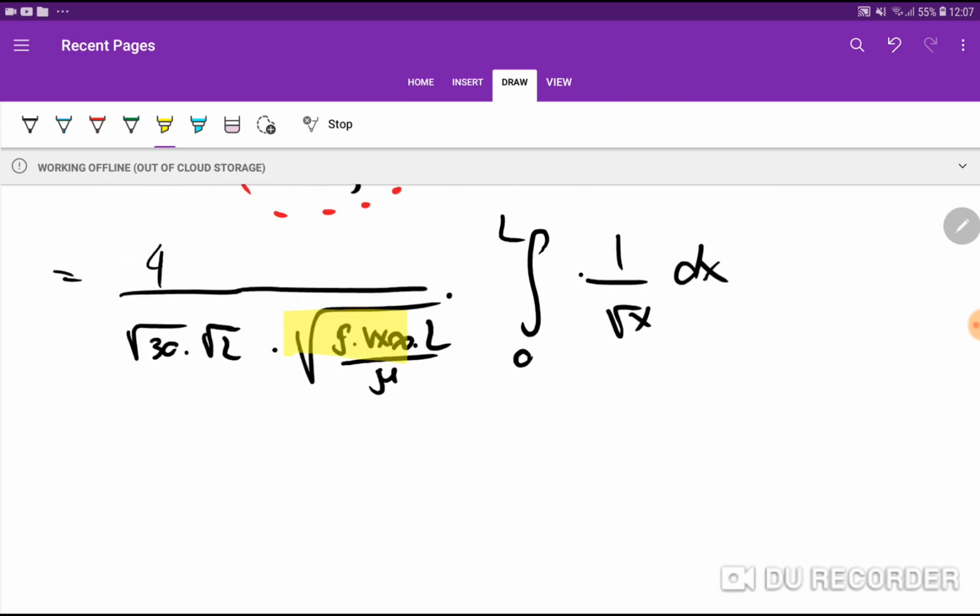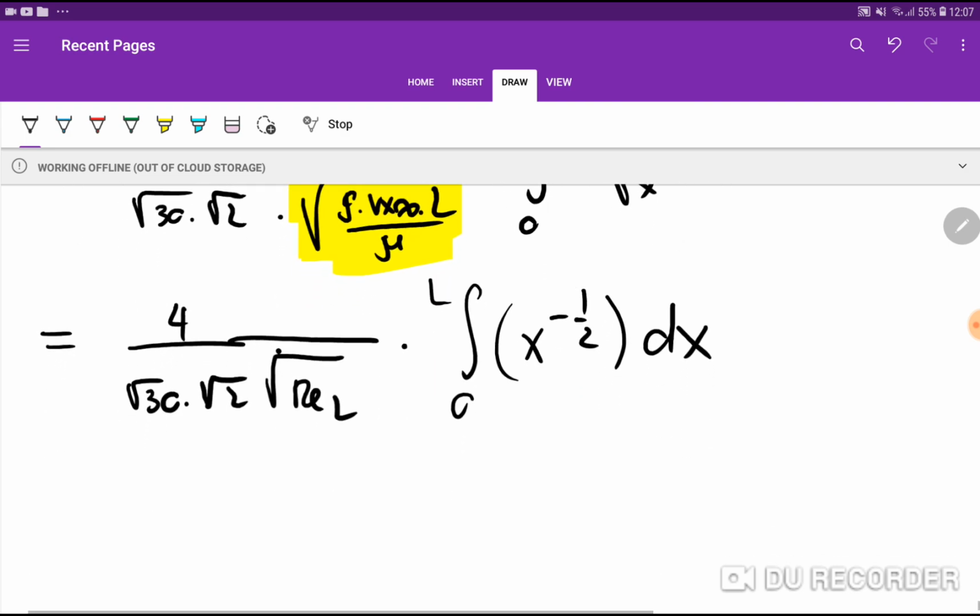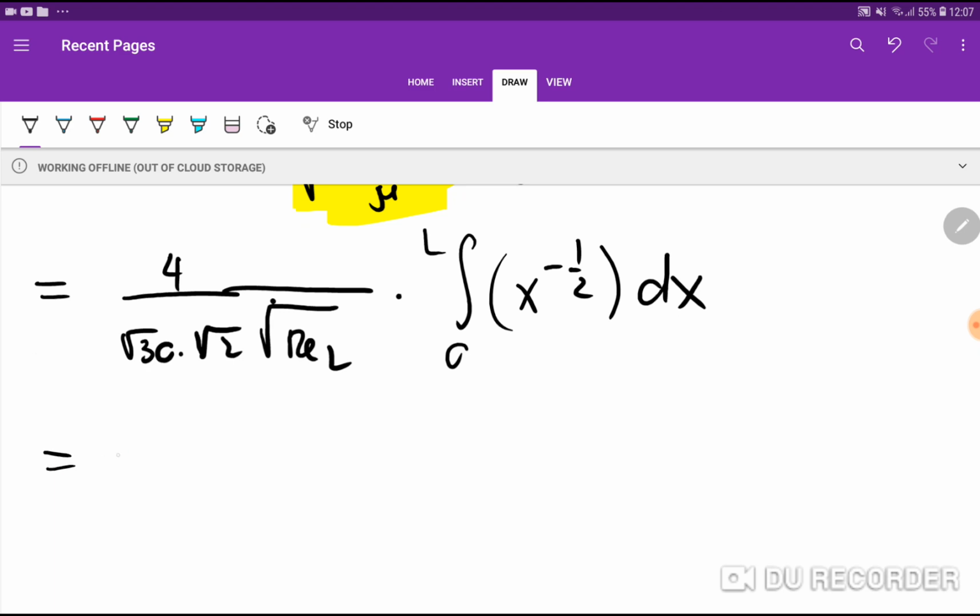This term right here, what is this? Y'all see it familiar? It is actually the Reynolds number, but with respect to L, REL, right? Okay, we make it appear. That's the good news. So now let's evaluate the integral. Okay, I can rewrite this like this: 0 to L, so x to the power negative 1/2 dx. Okay, because 1 over square root of x is x to the power negative 1/2. I can keep on writing this: square root of 30 times square root of L times square root of REL, Reynolds number with respect to length.